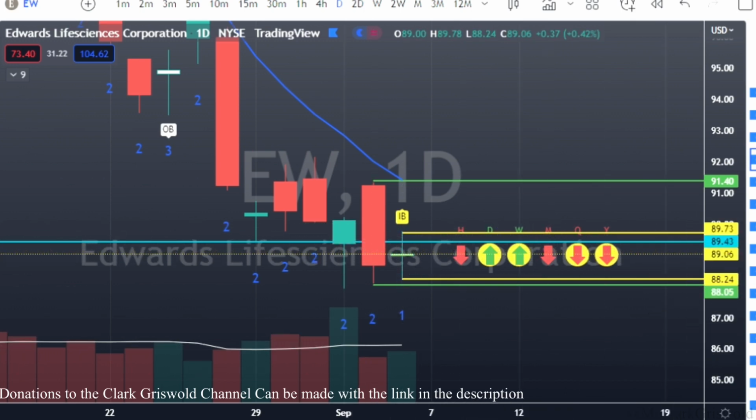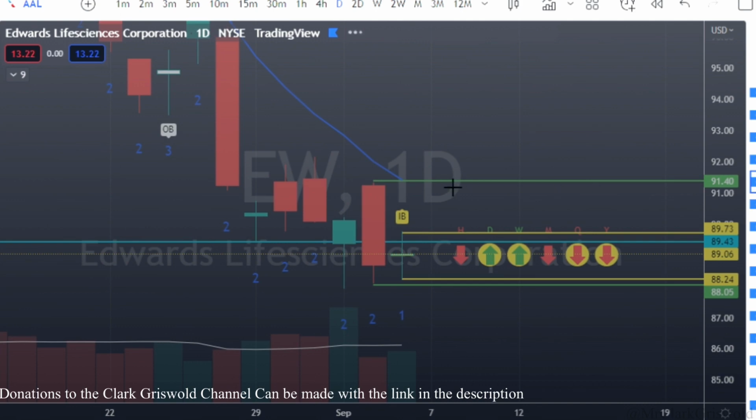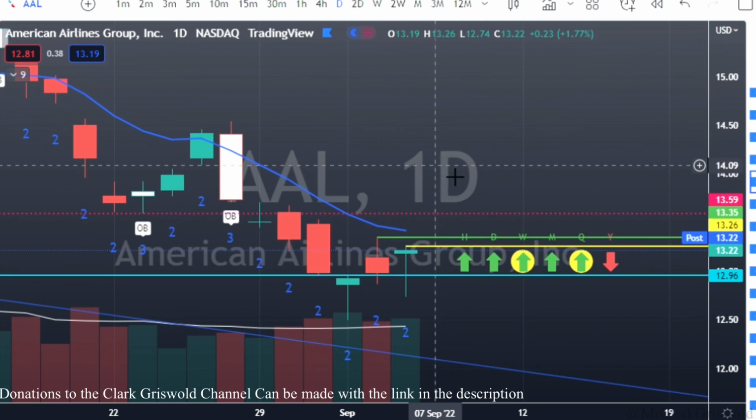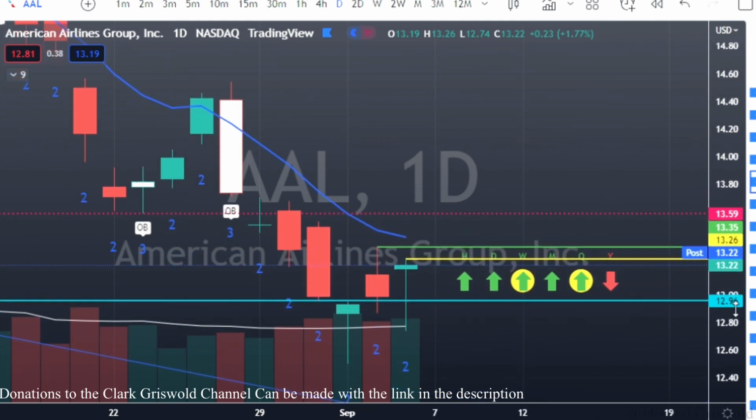Okay, next up is American Airlines. AAL is the ticker symbol. We had a 2 down that finished green. We can call that a hammer candle. We've got this time frame continuity all to the upside currently. So we can look for calls on this at $13.22.